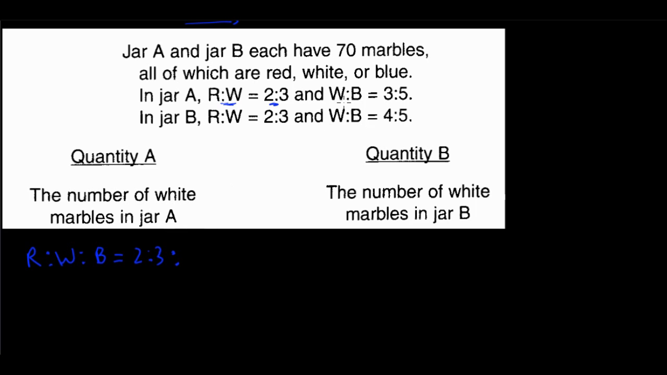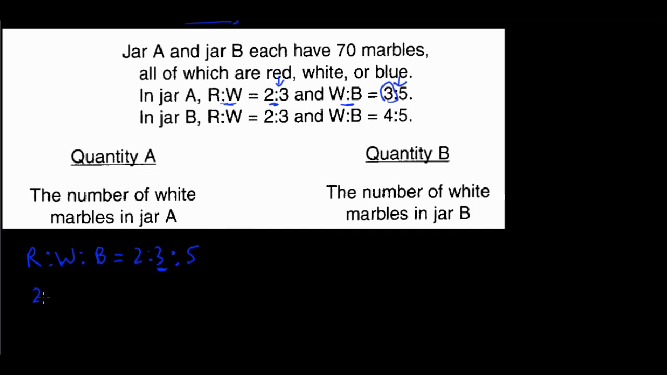Well, if you look at the white to blue ratio, you again have 3 for white, which is what you have here. So it means it's the same ratio. If that number was different, then you would have to do something else, which actually isn't the case for jar A. But with jar A, it's simple, since the ratio value for white marbles is the same in both this ratio and this ratio.